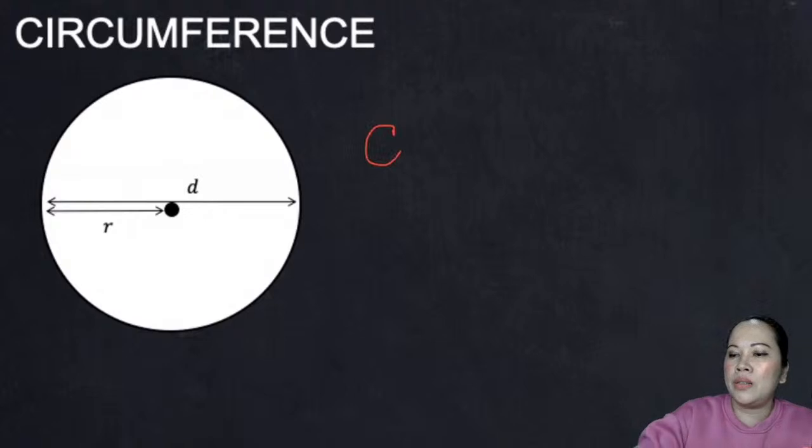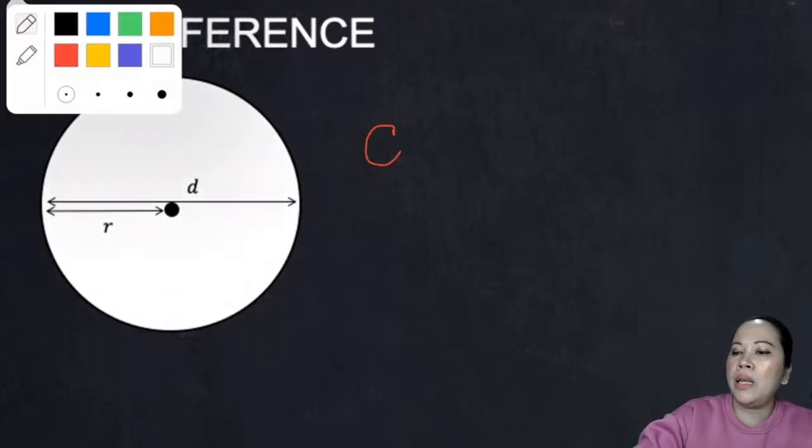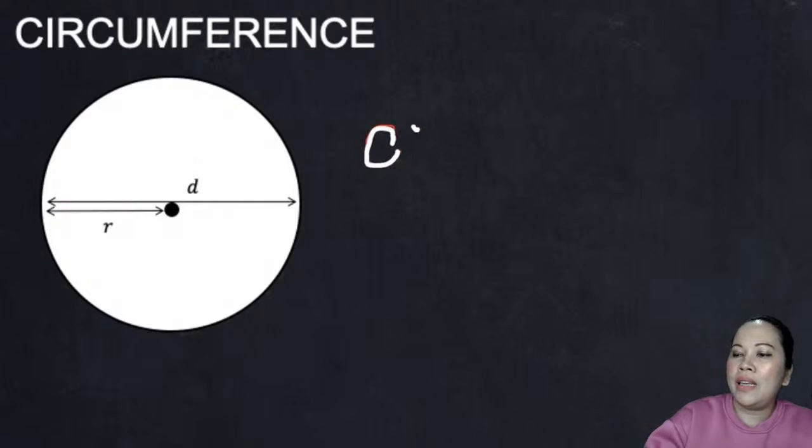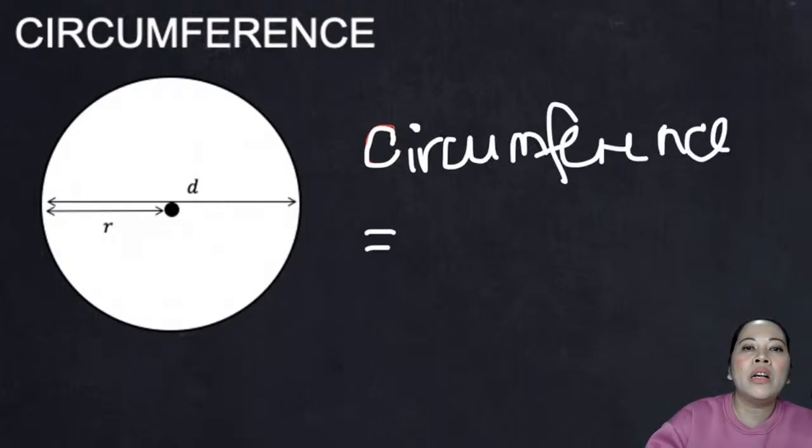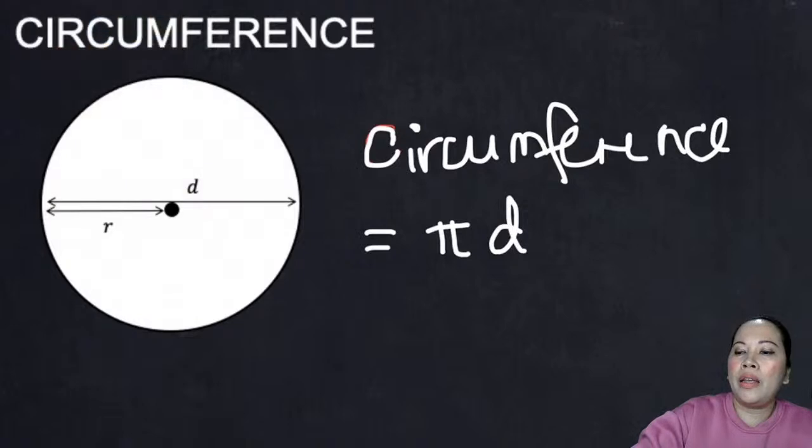Okay, circumference. Sorry, I'll just change the color of my pen. So your circumference, all right, the circumference of a circle can be calculated using the formula pi d. Pi is actually a constant value, which is 3.1415 if it is being terminated up to the 4th decimal place.